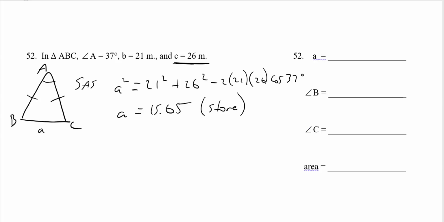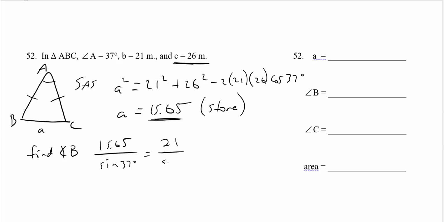So I'm going to find angle B. We're going to use law of sines. Of course, this is a stored value. So 15.65 over sine of 37 degrees is equal to 21 over sine of B. I do all my work. Again, I'm not going to spend the time on it because I want to get going. B comes out to be 50 degrees 17 minutes.